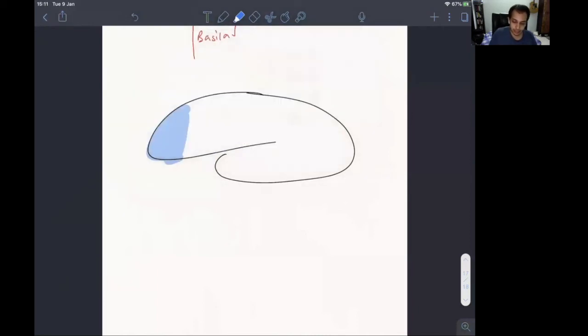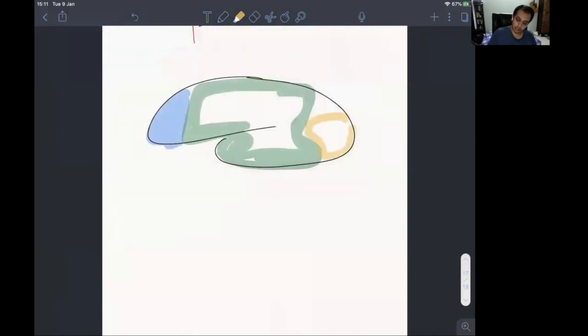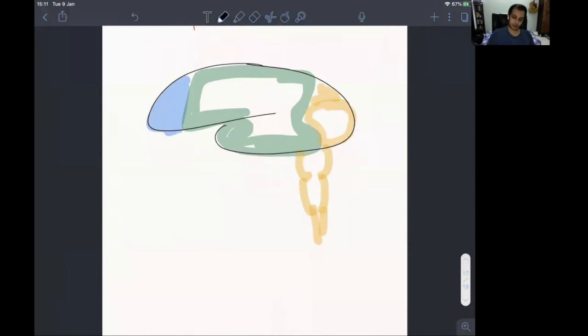This is the anterior cerebral artery. The middle cerebral artery supplies almost the entirety of the middle part of the brain, and the posterior cerebral artery supplies your occipital lobe and your brainstem. Okay. So this is how it is divided: anterior cerebral artery, middle cerebral artery, and posterior cerebral artery. And your brainstem is your basilar.